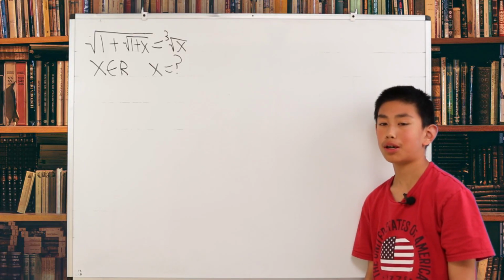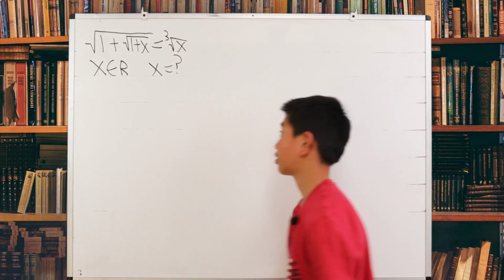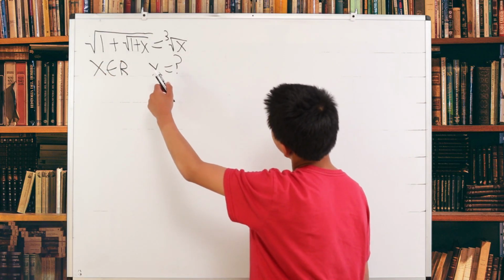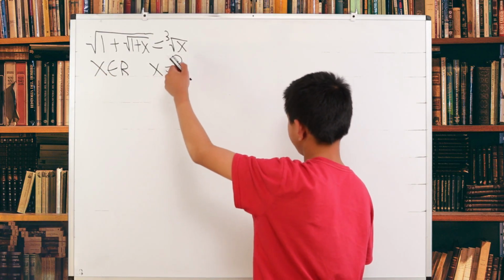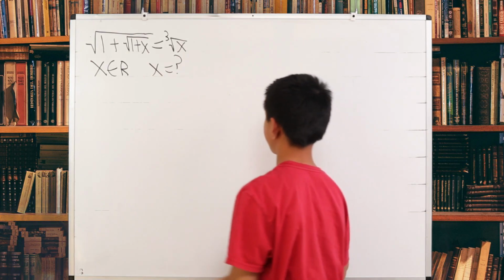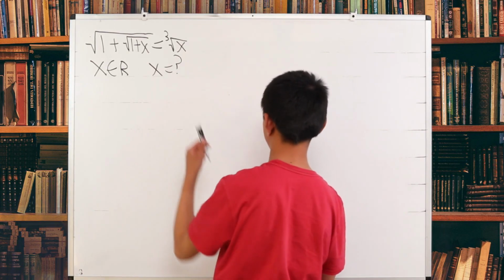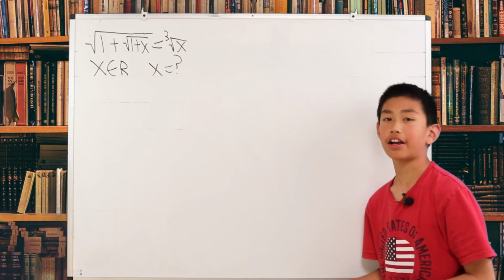Today we have another problem where we are given that the square root of 1 plus the square root of 1 plus x is the cube root of x. We are also given that x is a real number and we need to solve for x.